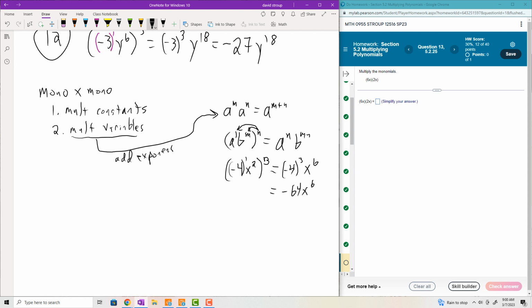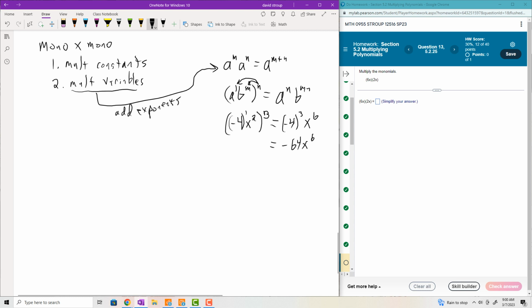You're never going to be multiplying the exponents when you're multiplying out polynomials. These other cases only come when you're working with exponential expressions and you're raising monomials to some power. So you just focus in on that first rule of adding the exponents.